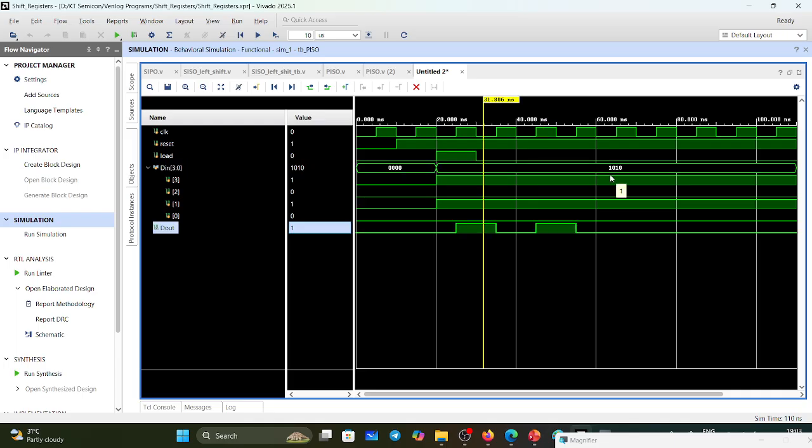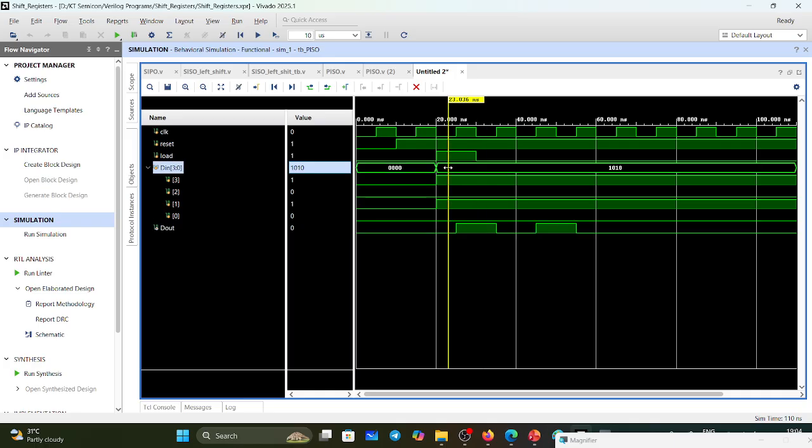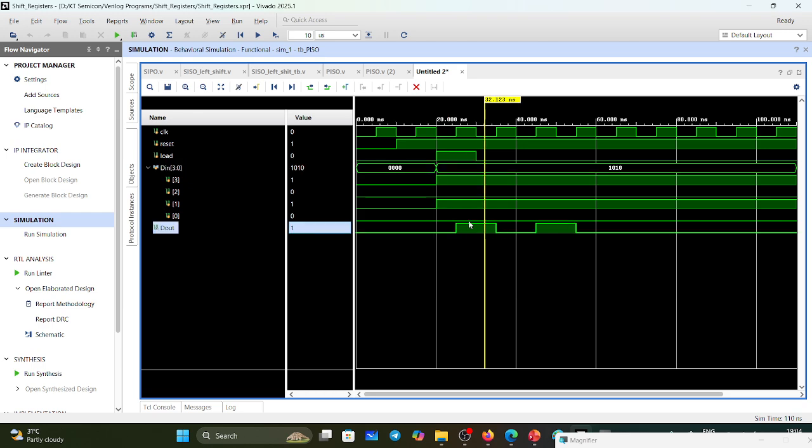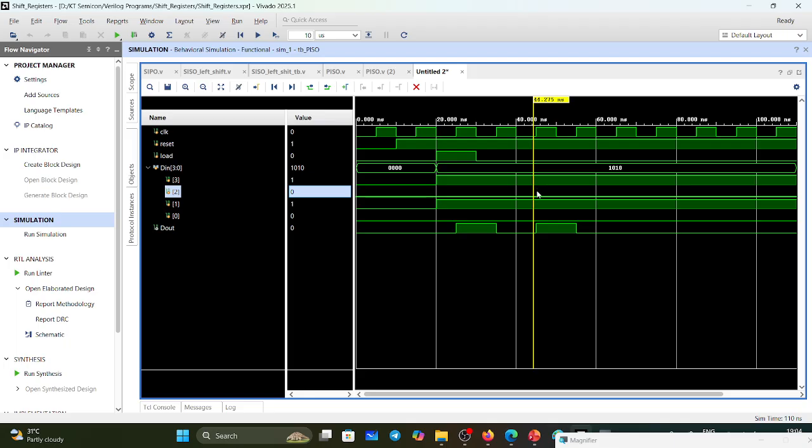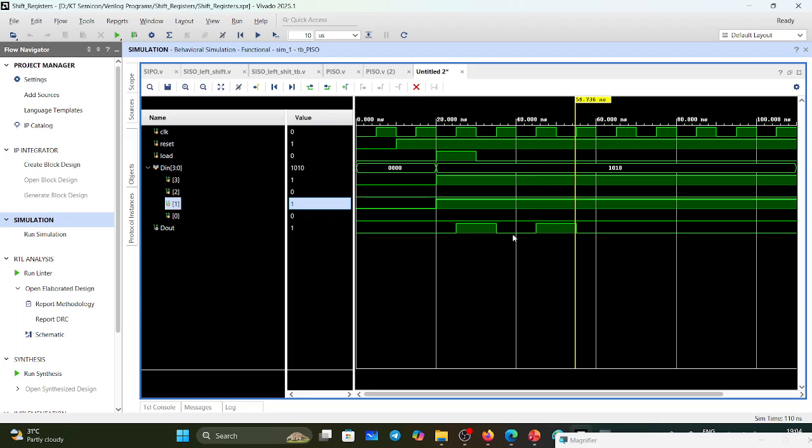After that, when load equal to 0, the shift operation is happening. So first the loading operation is happening, and after that 1010 is shifted out. During this passage of clock, 1 is coming in the d_out register, and during this passage of clock 0 is coming. Again during the next 1 is coming, and then 0 is coming. The shifting operation is happening. So this is how you need to see the simulation for PISO.